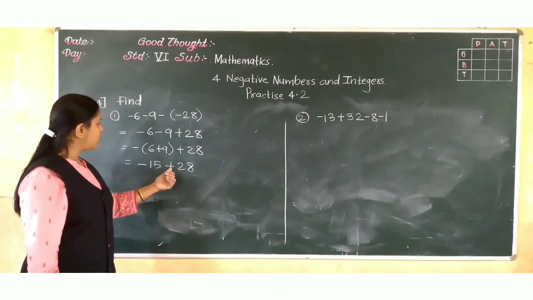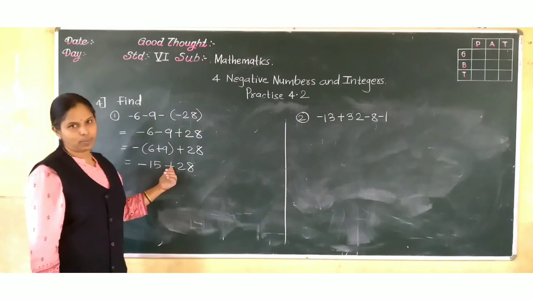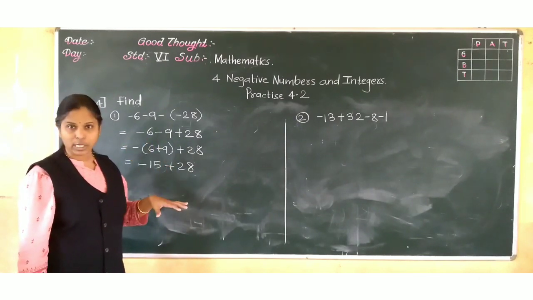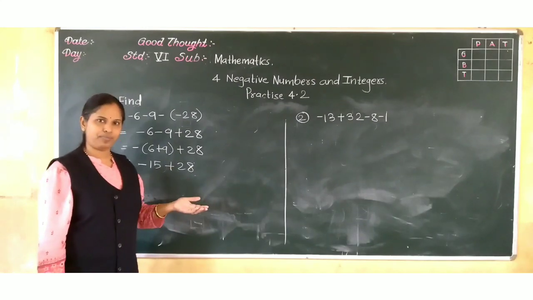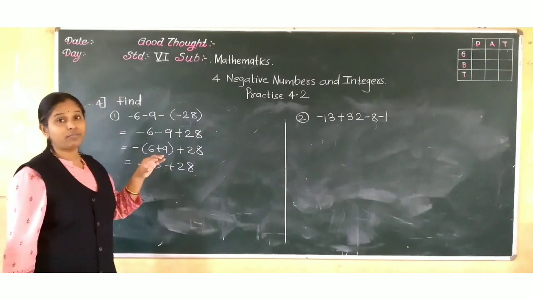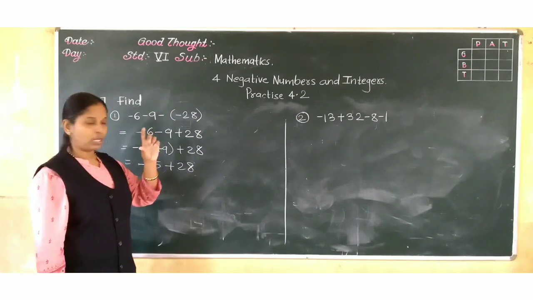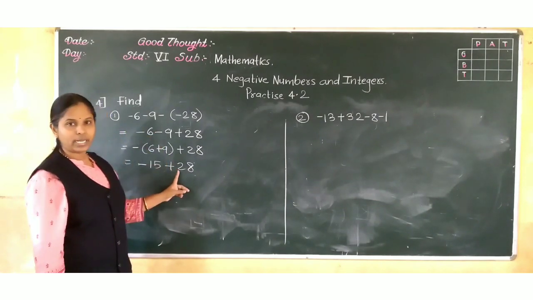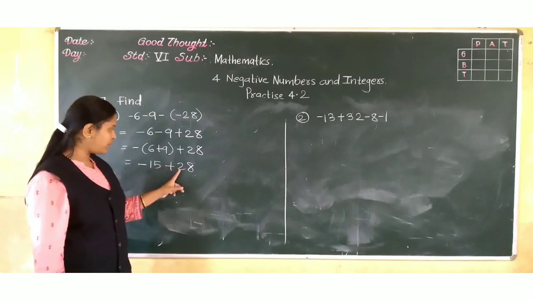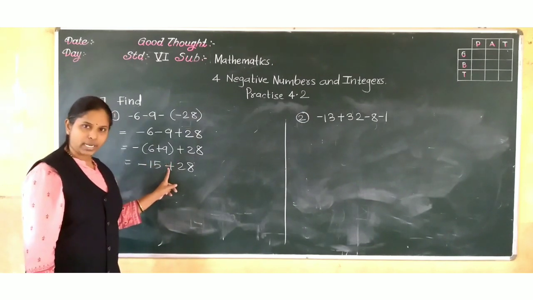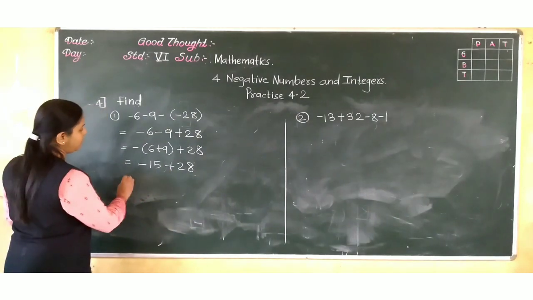Now see, one is minus, one is plus. Then in that case what we have to do? Take absolute values and subtract them. Okay? And the sign of the final answer will be of the greater absolute value. Now see, 28 is greater. Absolute value of this is greater than this. And 28 is having positive sign. So final answer will be positive.